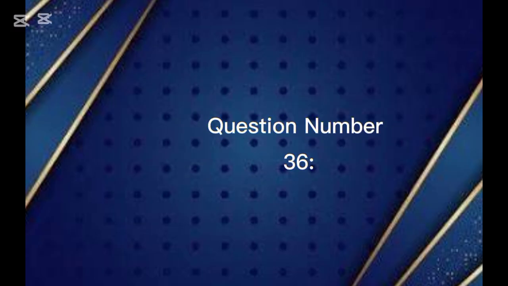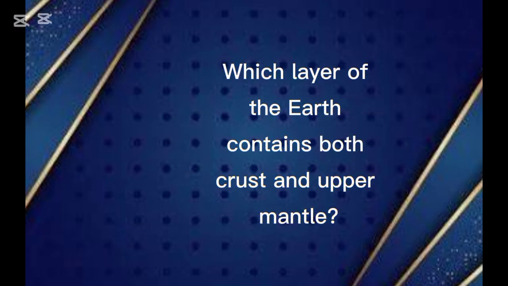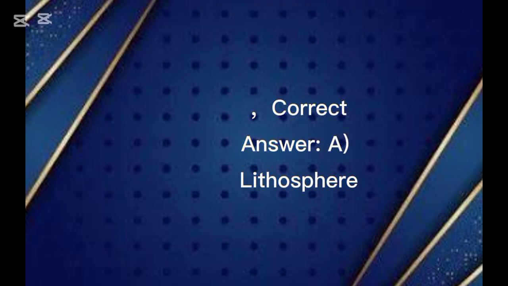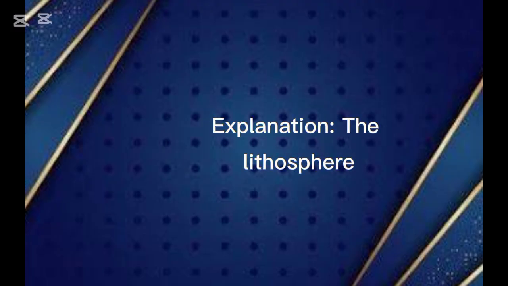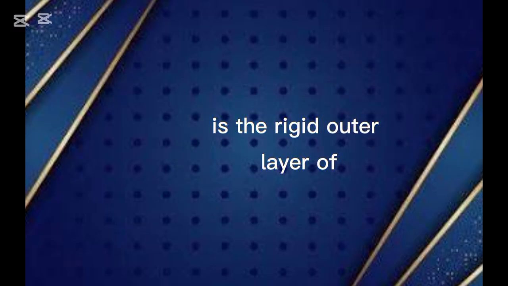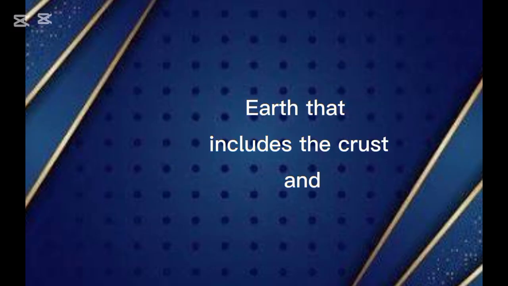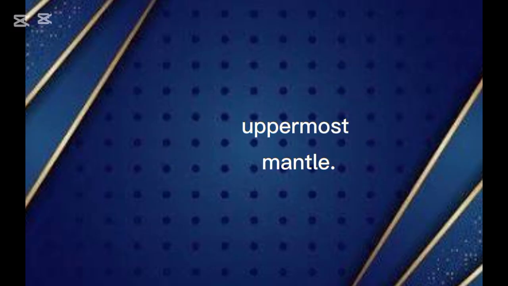Question number 36. Which layer of the Earth contains both crust and upper mantle? A. Lithosphere, B. Core, C. Asthenosphere, D. Troposphere. Correct answer, A. Lithosphere. Explanation: The lithosphere is the rigid outer layer of Earth that includes the crust and uppermost mantle.